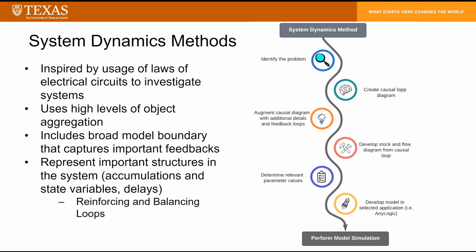And really, system dynamics is a high-level model that looks at broad categories, and it incorporates important structures into the system, such as reinforcing and balancing loops that account for different accumulations and delays.